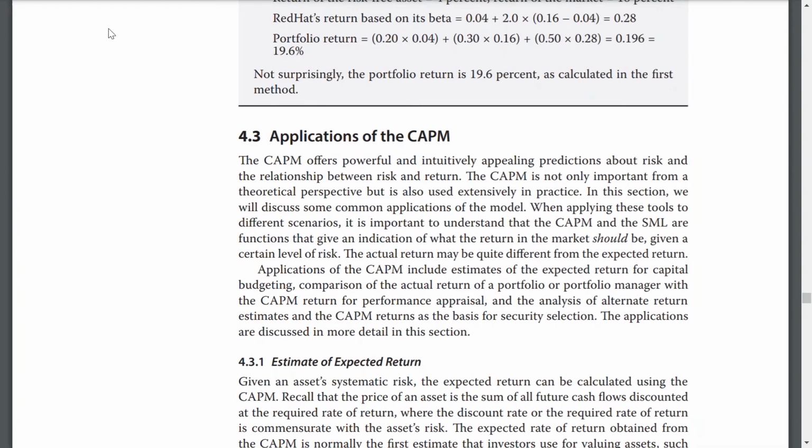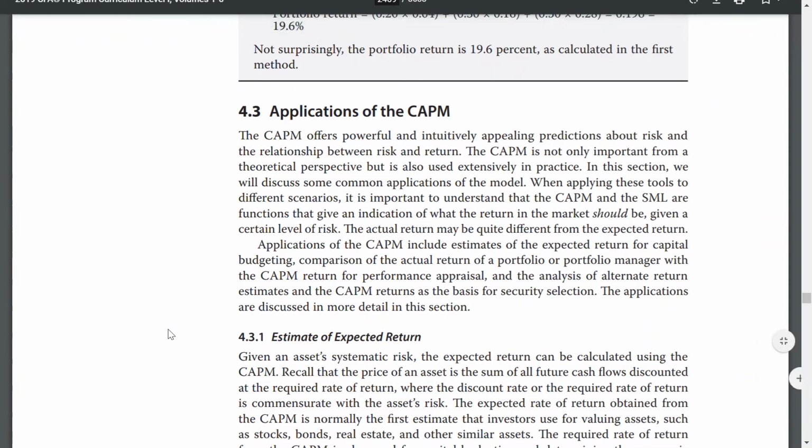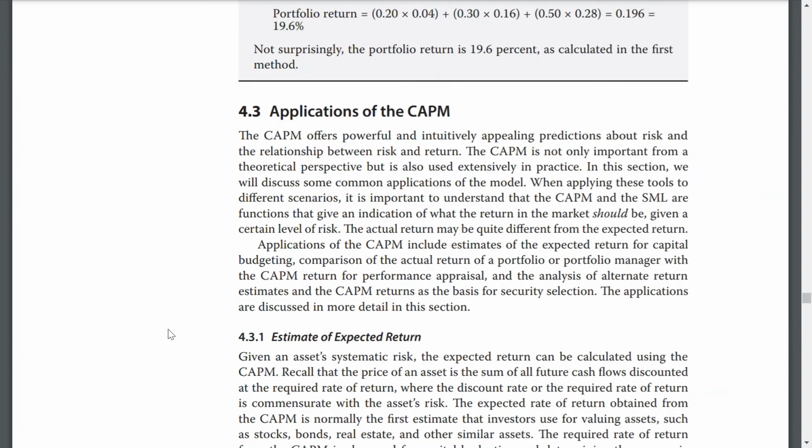Applications of CAPM. The CAPM offers powerful and intuitively appealing predictions about risk and the relationship between risk and return. The CAPM is not only important from a theoretical perspective, but is also used extensively in practice. In this section, we will discuss some common applications of the model. When applying these tools to different scenarios, it is important to understand that CAPM and SML are functions that give an indication of what the return in the market should be given a certain level of risk. The actual return may be quite different from the expected return.